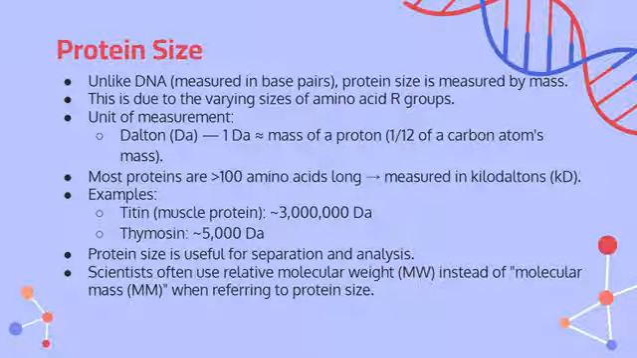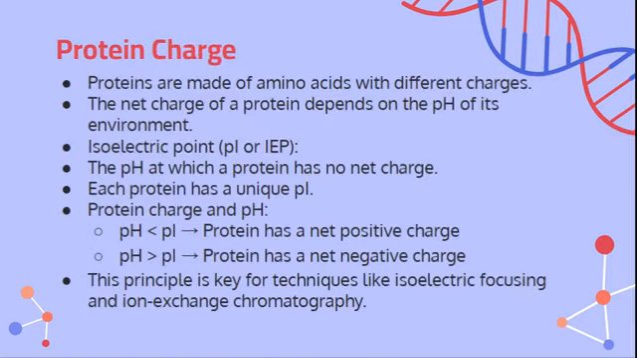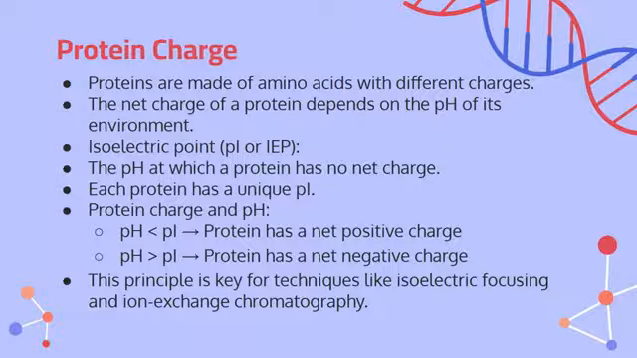Scientists often use relative molecular weight instead of molecular mass when referring to protein sizes. So, protein charge is another way we can separate out proteins. Proteins are made of amino acids, and these amino acids have different charges. The net charge of a protein depends on the pH of its environment. So, isoelectric point, or pI, or IEP, is how we're going to measure what the protein charge is. The pH at which the protein has no net charge is the pI.